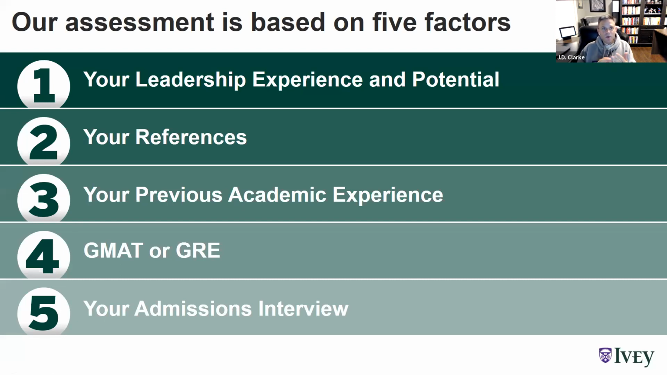So we're going to talk about leadership and experience and potential, and how do I present that in the application, and what type of experiences individuals are looking for as you think about your professional experience and applying for an MBA. We're going to talk about references. We're going to talk about your previous academic experience, which a lot of schools look at in combination with the GMAT or GRE. I'm not going to talk much about the GMAT because Sergey went through it, and then I'm going to end with some tips around the admissions interview.